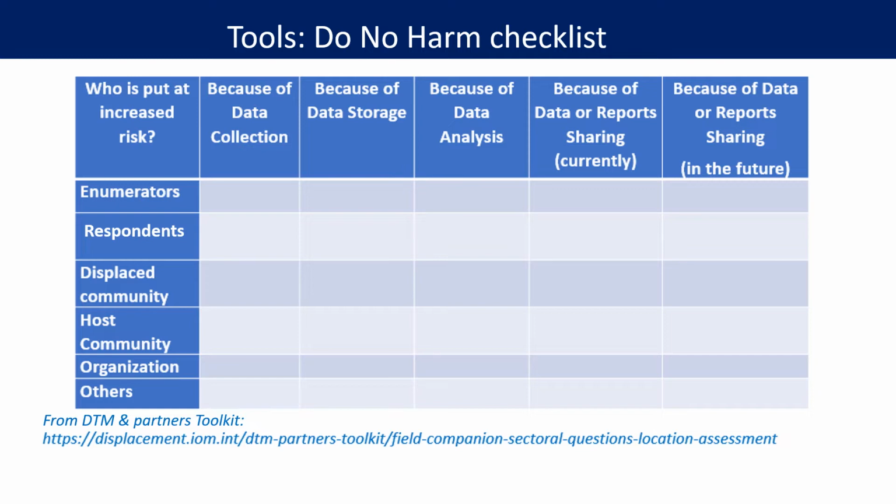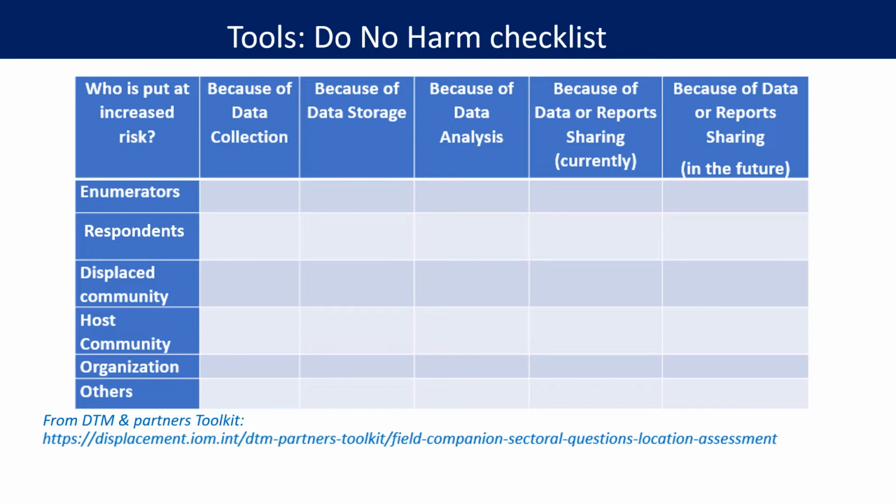Who can be put at risk through a data collection and IM activities? Well, the enumerators can be put at risk, the respondents, the displaced community, the host community, the organization itself or the implementing partner that is collecting the data, or even others. This is who can be put at increased risk.